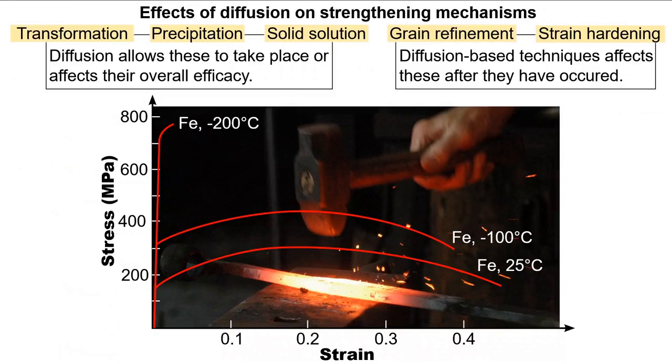In part 1, I made a pretty clear case for how diffusion is amplified exponentially with increases to temperature. When juxtaposed against the strengthening mechanisms of metallic materials already covered in earlier lectures, it's pretty apparent how this can affect transformation, i.e. phase changes, precipitation, and solid solution strengthening.